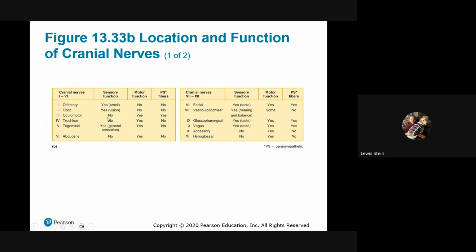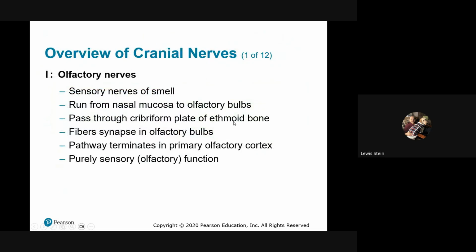Never can tell. So that's the oculomotor, trochlear, and abducens. That's 3, 4, and 6. They all go through, as you'll see on the slides as we go. So here's olfactory. You saw those. It sits on the cribriform plate. It enters and exits by way of it, and this is something I do test you on. How does it get in and out? Cribriform plate, ethmoid bone. Okay.